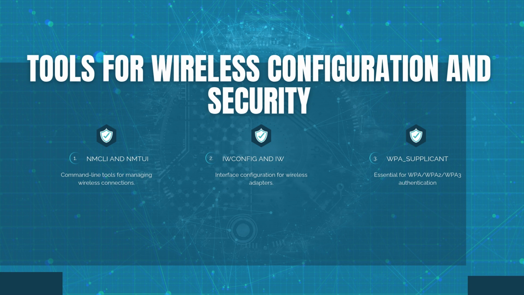You can configure wpa_supplicant to reject weak protocols and only trust properly signed certs, which is critical in enterprise or sensitive environments. So when you're securing wireless on Linux, it's not just about picking the right password, it's about using these tools together to ensure the system only connects securely, authenticates properly, and avoids weak or rogue networks.